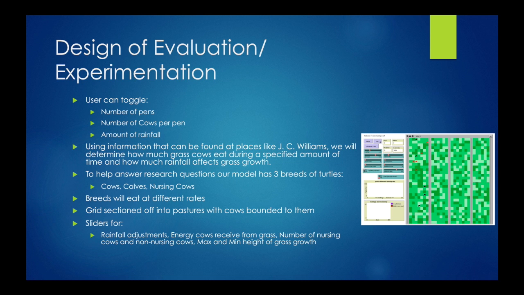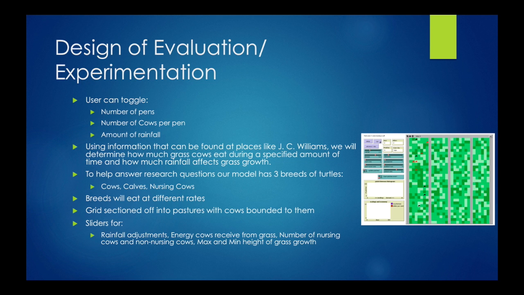All right, in the model, as you can see, you get a little screenshot of the model here. You can see the sliders and the output as well as the charts. In the model, users are able to toggle the number of pens, the number of cows per pen, and the amount of rainfall. Using this information that can be found at places like J.C. Williams, we can then determine how much grass cows eat during a specified amount of time and how much rainfall affects grass growth. To help answer our research questions, our model has three breeds of turtles as previously discussed: the cows, the calves, and the nursing cows.